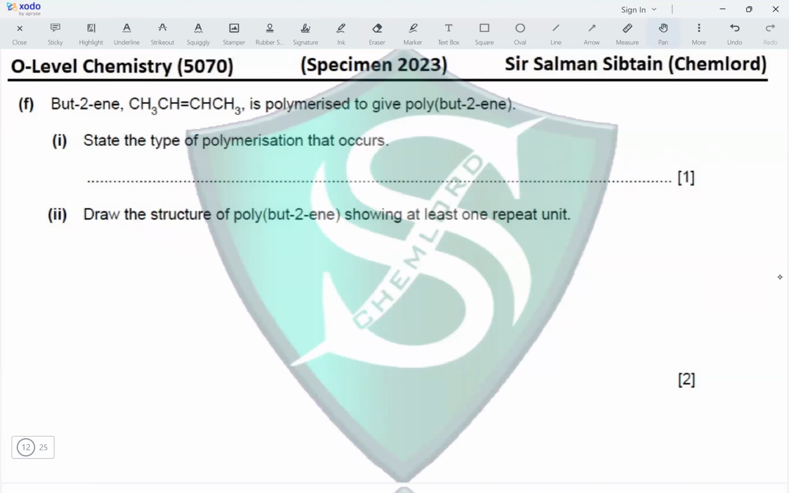Part F. But-2-ene is polymerized to give polybutene. Okay. State the type of polymerization that occurs. Now, the monomer but-2-ene contains a double bond and the polymer is formed, so the double bond opens up. When the double bond opens up, the kind of polymerization that is occurring is called addition polymerization.